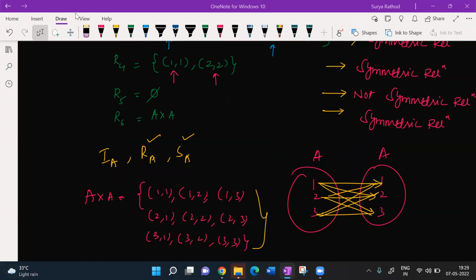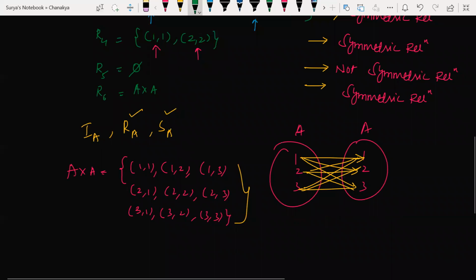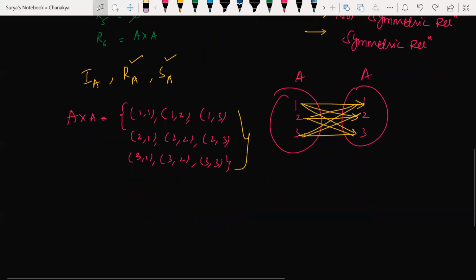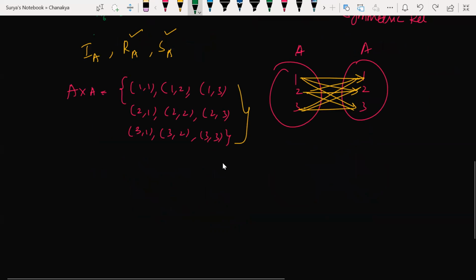Sir, it is. How come it is? Why? Tell me. It is not. Identity is nothing but only doublets should be there. Only doublets. Others should not be there. You getting my point? See here: 1,1, 2,2, 3,3. Only these three should be there. Why are these others coming here? If these are coming, that can't be an identity. Read the definition. Only doublets should be there. That is what an identity is. Clear definition I have given. Clear? Yes, sir. So a universal relation can never be an identity. Understood?